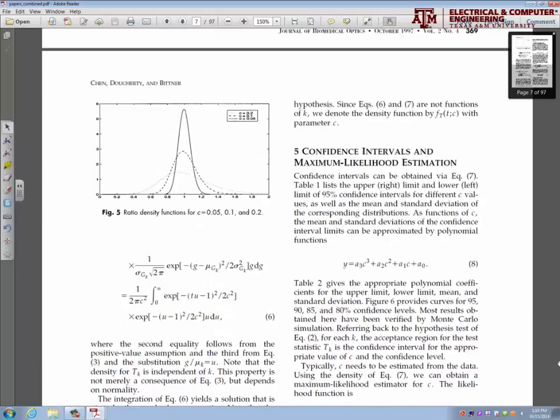So now you have calculated the probability density function. Now I need to calculate the parameter C. Typically, C needs to be estimated from the data. So using the density function from equation 7, we can obtain a maximum likelihood estimator for C.